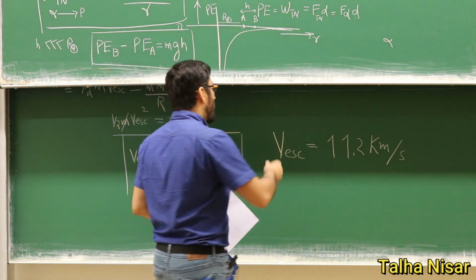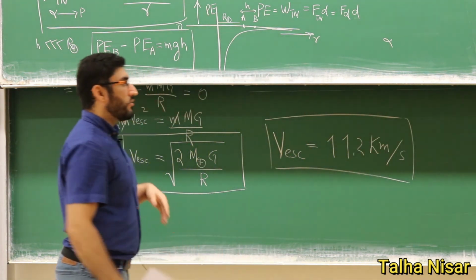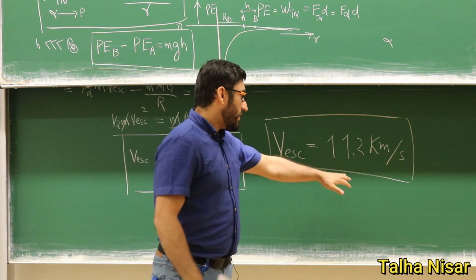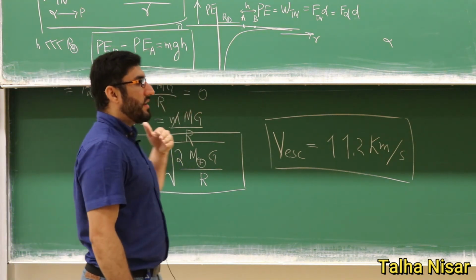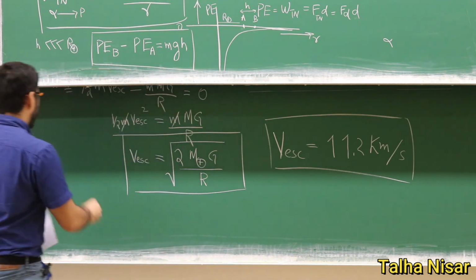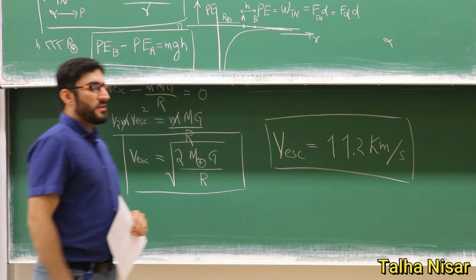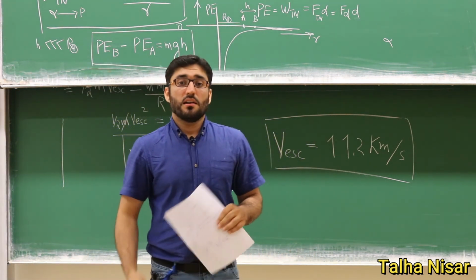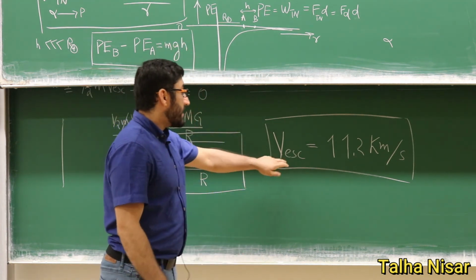But this is only valid when we ignore resistive forces, for example a drag force. Otherwise this is a very high speed. In reality, whenever rockets go up, there is always a fuel that is accelerating the rockets to orbit, or when astronauts are going to, for example, the moon, there is always a fuel. So we never apply the escape velocity.